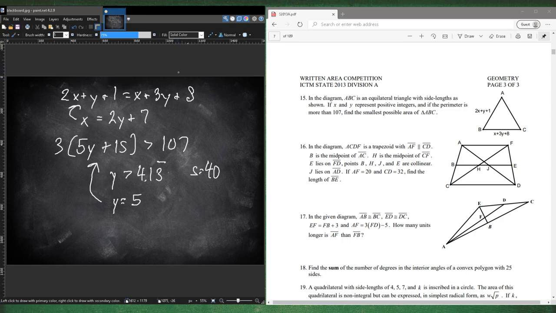And to get the area of an equilateral triangle, it's the side length squared times square root 3 over 4. So that's just the area of an equilateral triangle. So plug it in. That's 40 squared. 40 divided by 4 is 10. 10 times the 40 is 400 square root 3. And that's your answer for number 15.